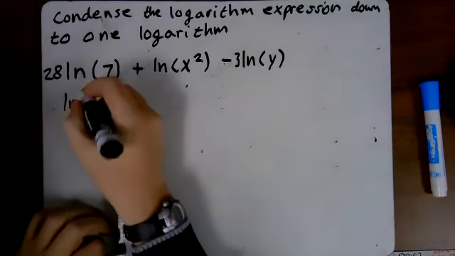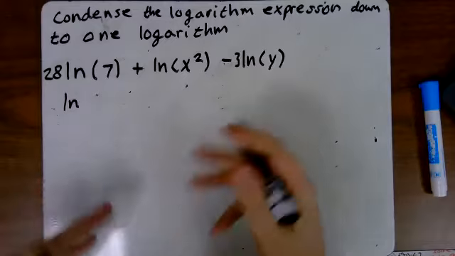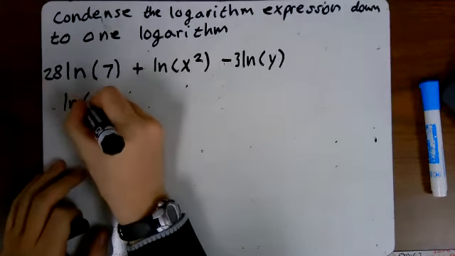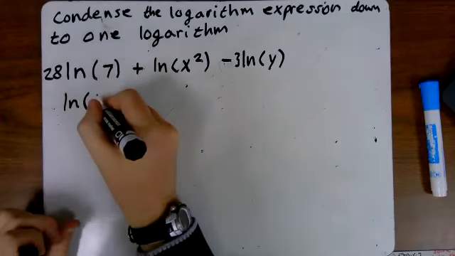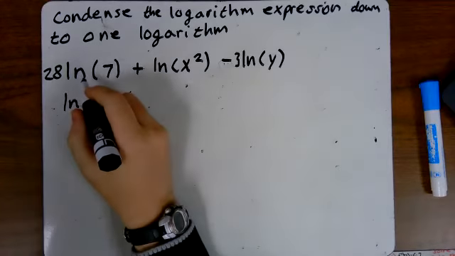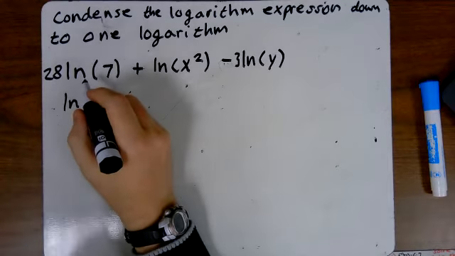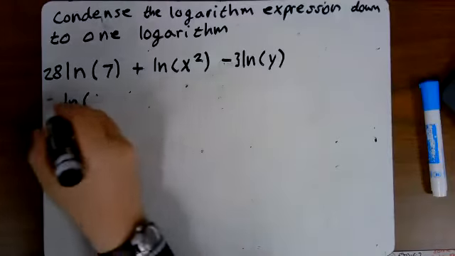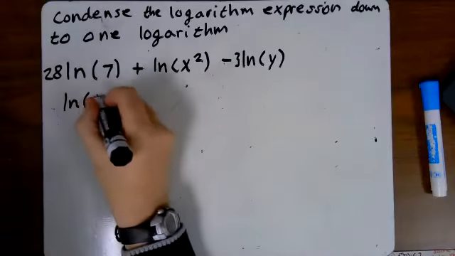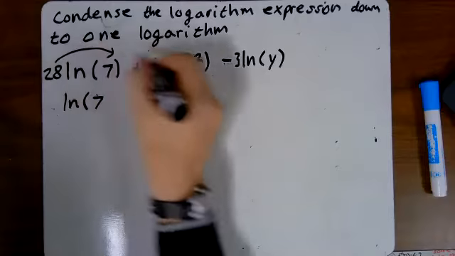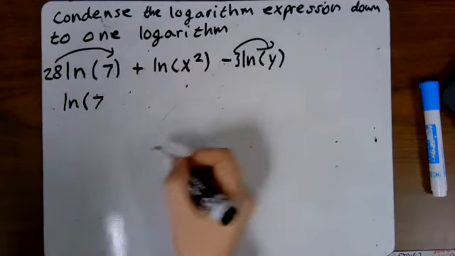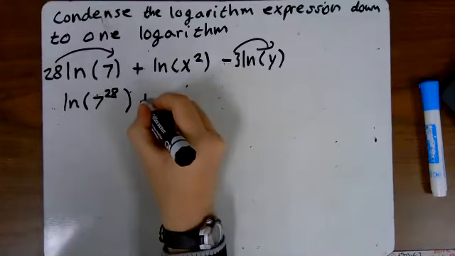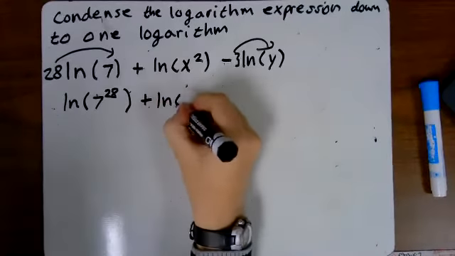So we have the natural log. Remember that natural log is just a log with a base of e, which is about 2.718. So about 2.72. Okay. So first we need to use the power rule to move this exponent inside. So 7 to the 28th power. I have no idea what 7 to the 28th power is, and I'm not going to find out.